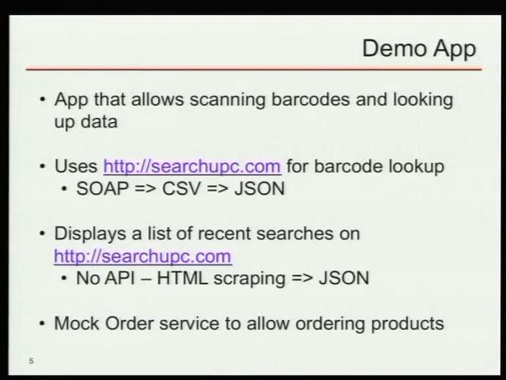Search UPC exposes some of its information via a SOAP endpoint, and then the response that comes back inside the SOAP endpoint is CSV. Nice. And what we want to return is JSON. So within this microservice, we'll be receiving SOAP that's wrapped around CSV, and we'll be transforming it into JSON to send it back to the client application.